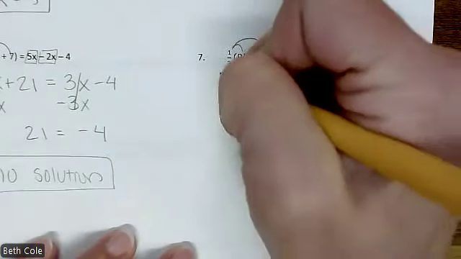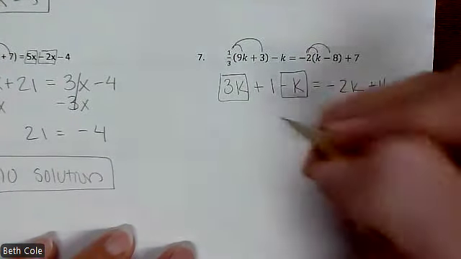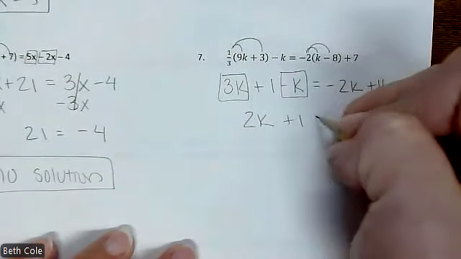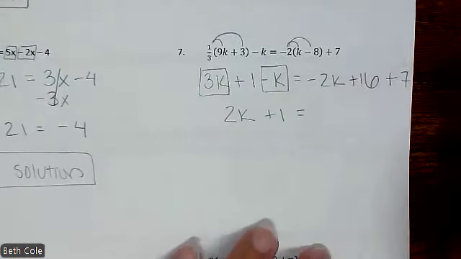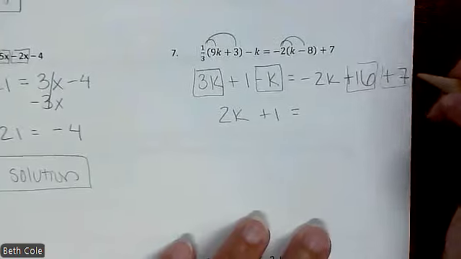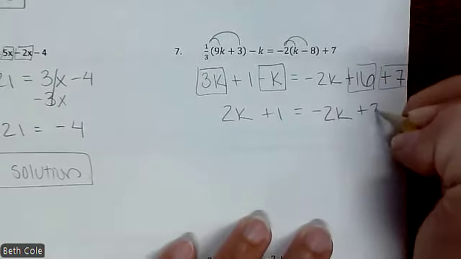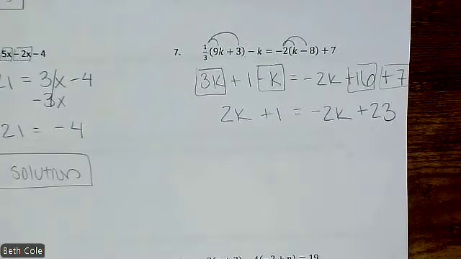The k's, right? 3k minus k. Why is it 2k? Because it's minus. Good. Plus 1. And then what combines together just on this side? Yeah, the numbers, right? 16 plus 7. So you get negative 2k plus 23. Good job. Now you can move things across the equal sign.